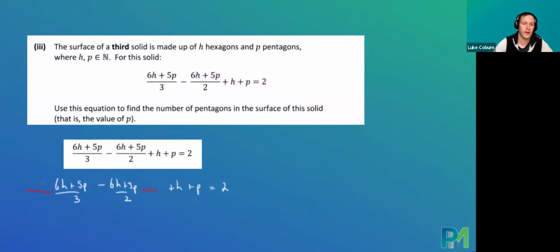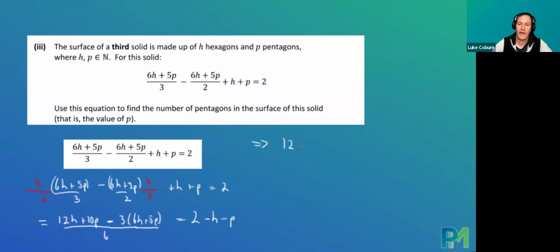And this will be the other denominator, 2 over 2. And this will be 3 over 3. And so when I multiply out that first one, I'm going to have 12h plus 10p over 6, minus, and then 18. Well, let's just do minus 3 times 6h plus 5p. And I'm just going to bring that stuff to the other side, 2 minus h minus p.